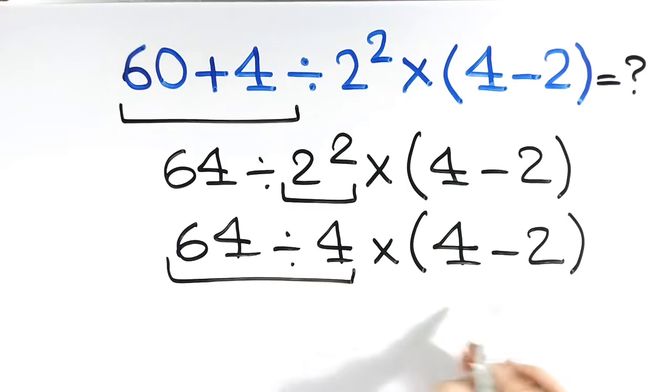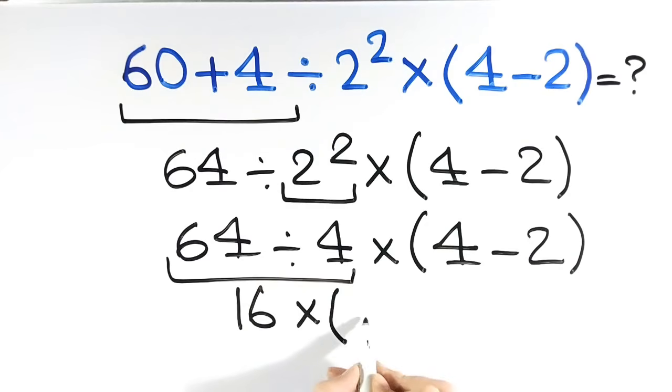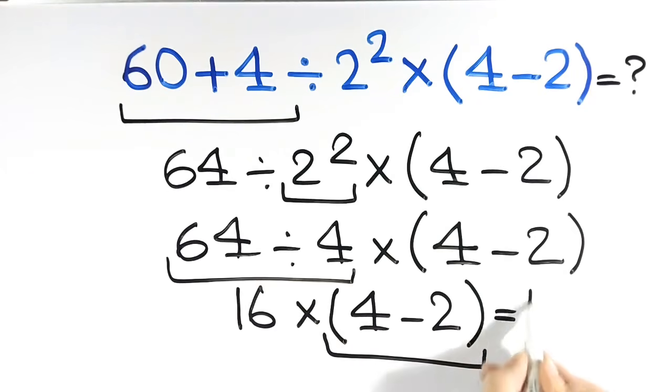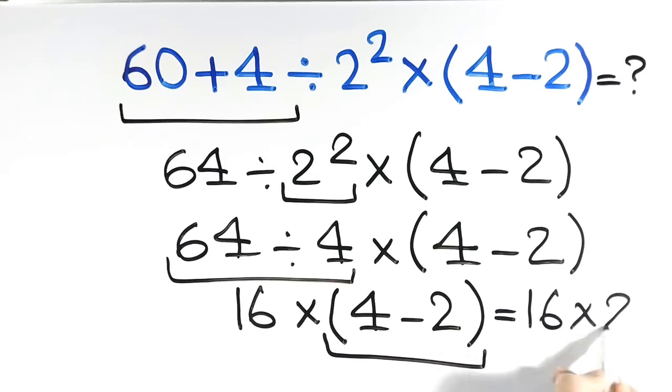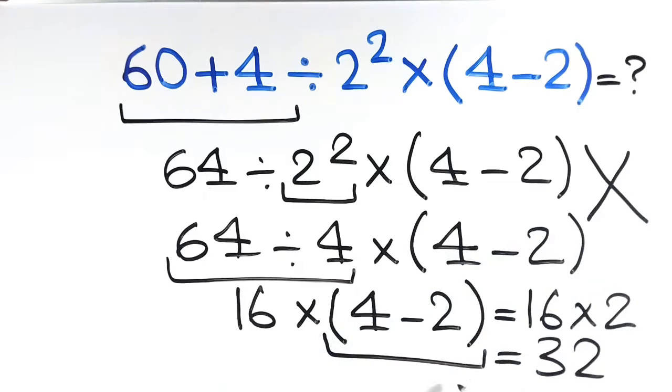And instead of this expression, they write 16 multiplied by open parenthesis 4 minus 2 close parenthesis. And the final step, they go to the expression inside the parenthesis and write this expression as 16 multiplied by 2, which finally gives them the answer 32. However, this answer is actually incorrect.